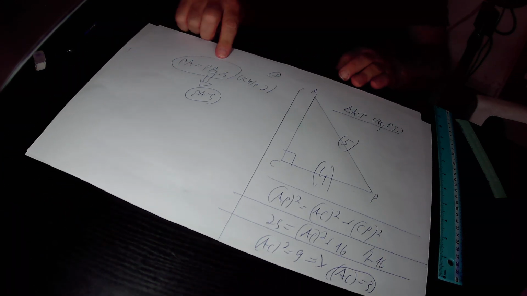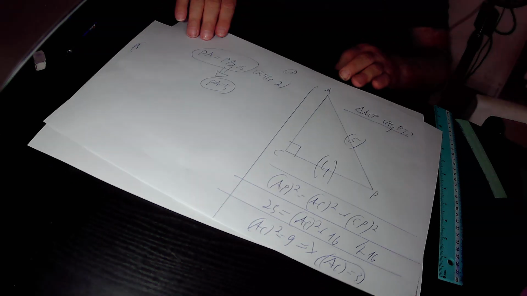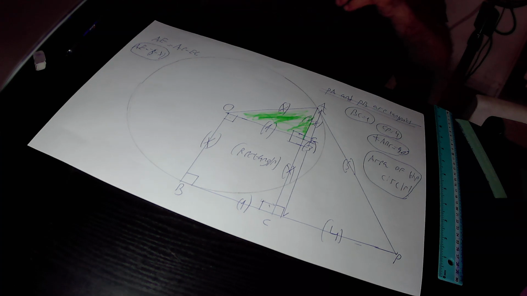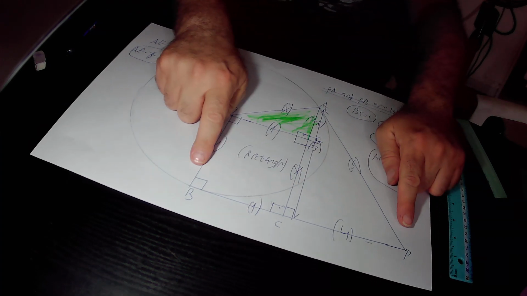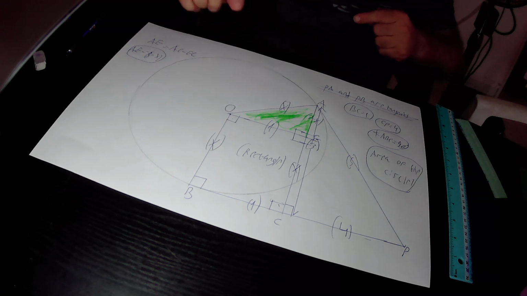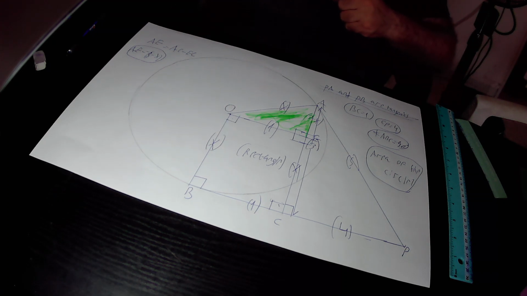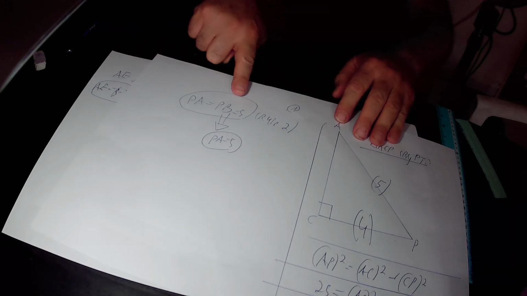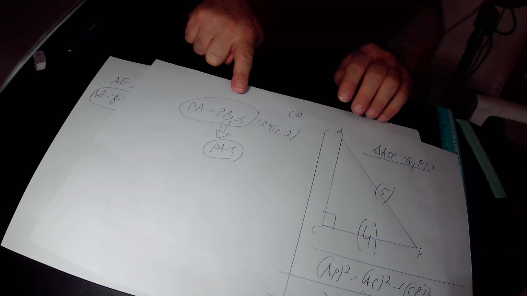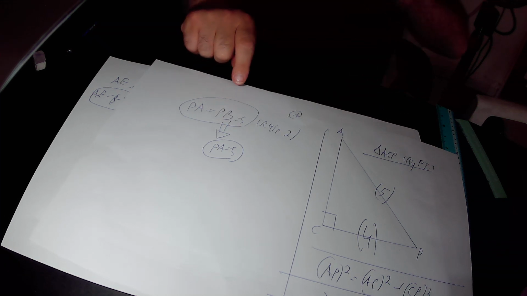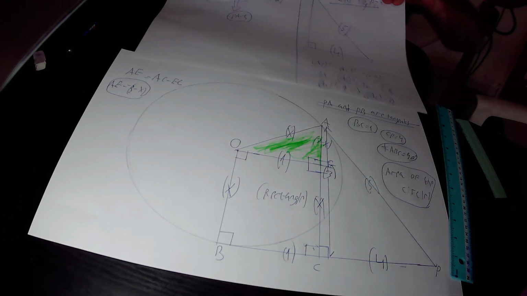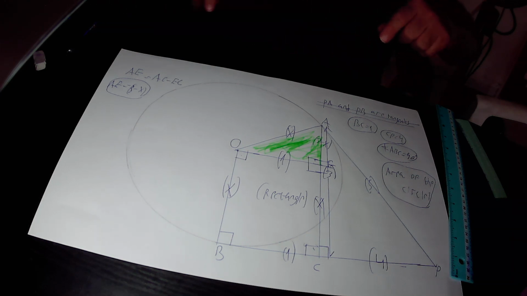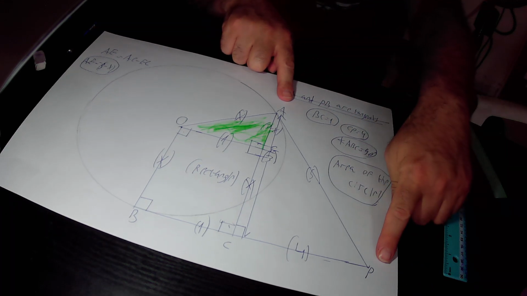PA equals PB according to rule 2. But we know that PB equals 4 plus 1, that is 5. So we can write here that PB equals 5, and from this equation PA equals PB equals 5, we will derive that PA also equals 5 units in its length. Okay, this is side PA, this equals 5 units in its length.